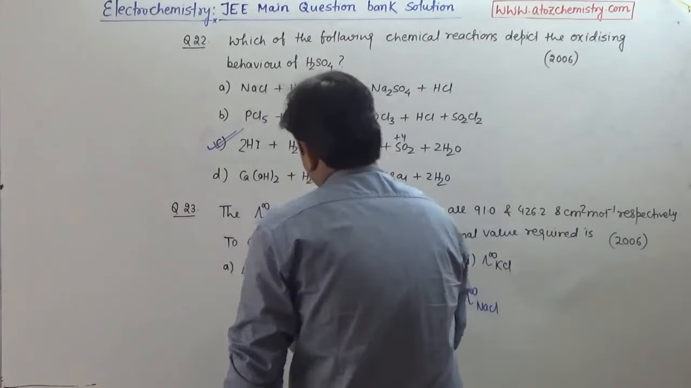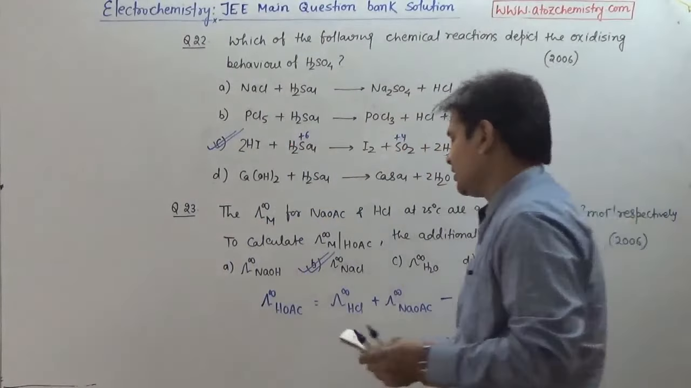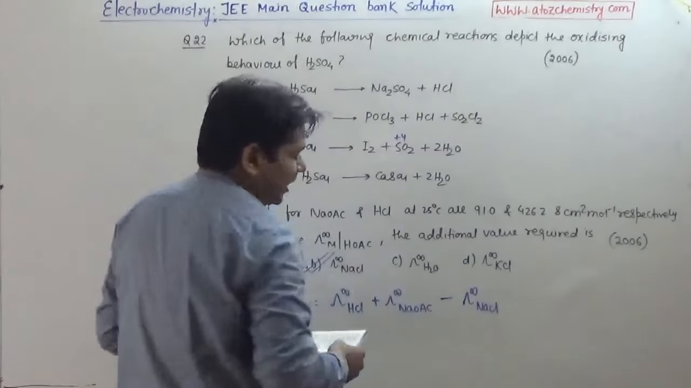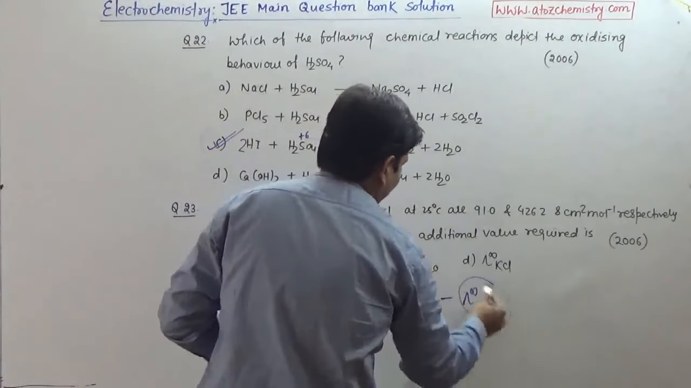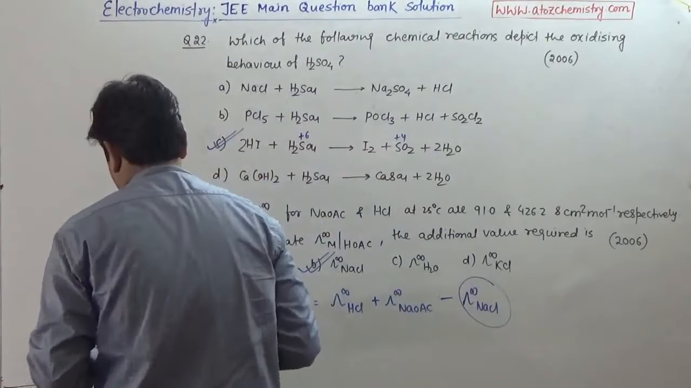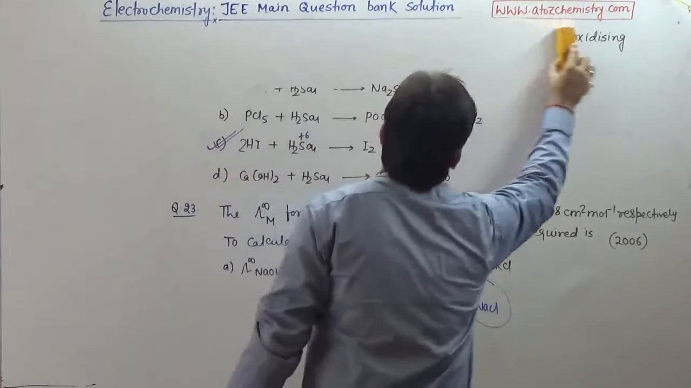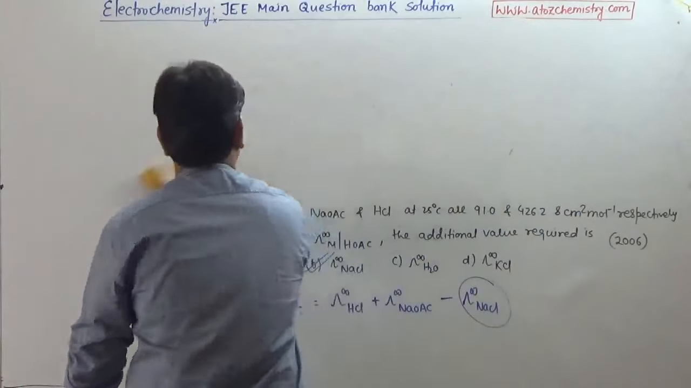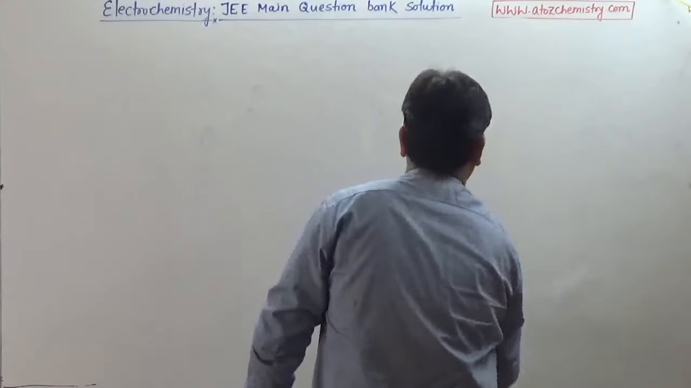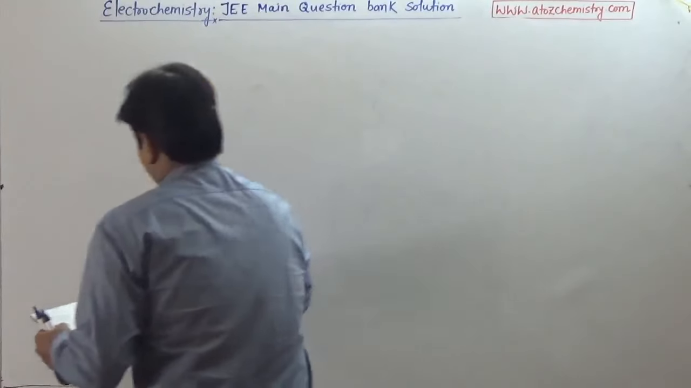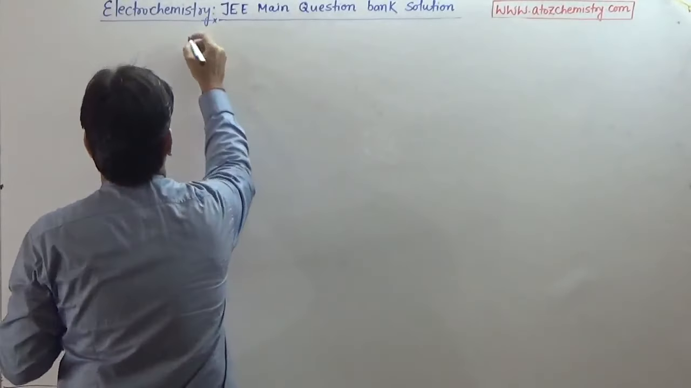So this is the data that we require to calculate lambda m of HOAc by using lambda m of HCl and lambda m of NaOAc. Lambda m of NaCl is required beside these two. This was a very easy question. Next question is question number 24.